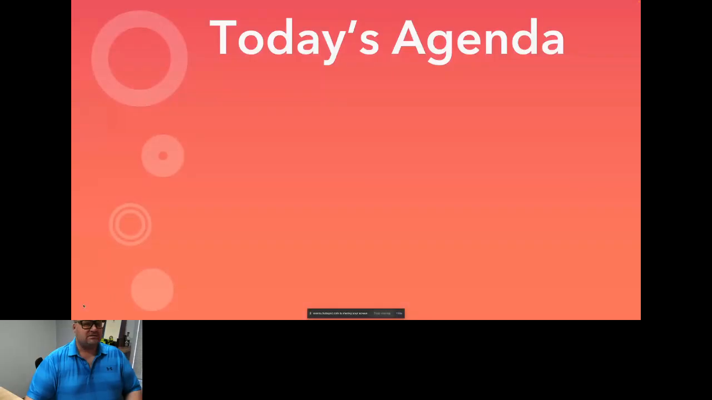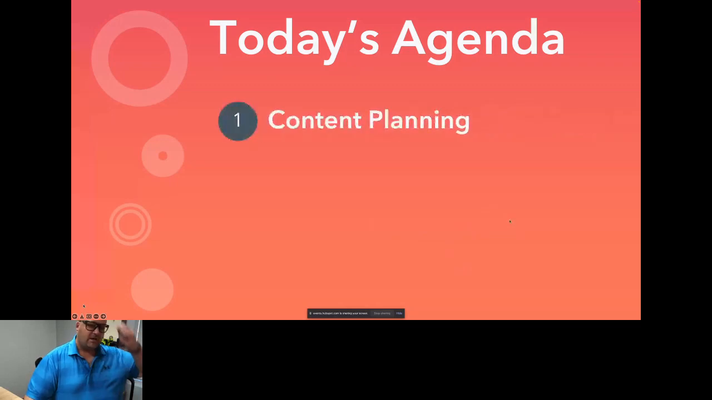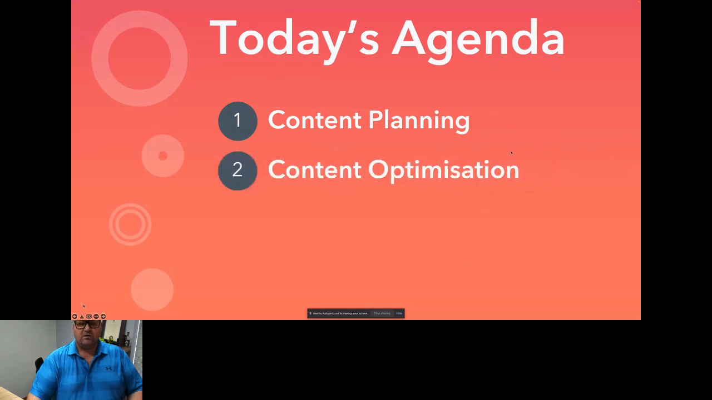For today's presentation, I'll quickly run you through the agenda. First of all, we're going to start off by talking a little bit about content planning: how to figure out what to create with your content and when to deliver it, and then we'll follow that up with a discussion around how you optimize that content. Once we've covered those two topics, I'm going to hand over to my colleague, Ollie, who's now jumped on the call, and he's going to take you through how we actually do that within HubSpot and how we use the new SEO tools.